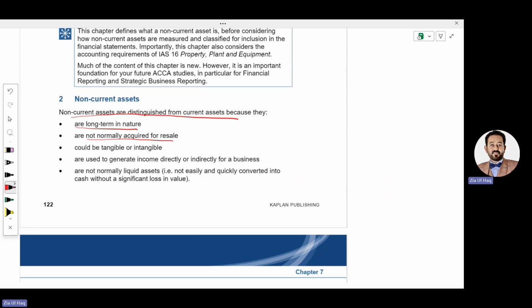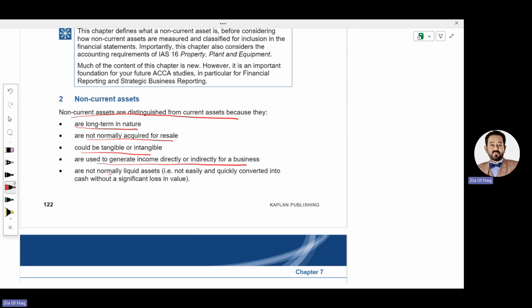The assets we acquire not for resale, but to keep in the business and use in the business to get benefit from them, are called non-current assets. They could be tangible or intangible, and are used to generate income directly or indirectly for the business, meaning they will help the business to generate revenue, income.